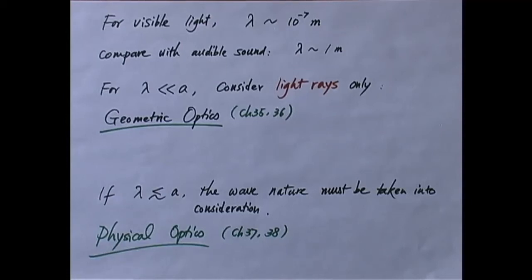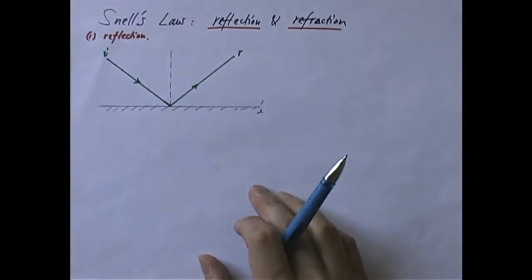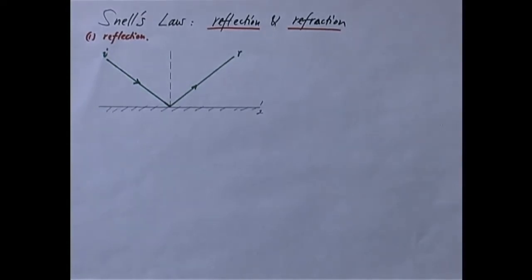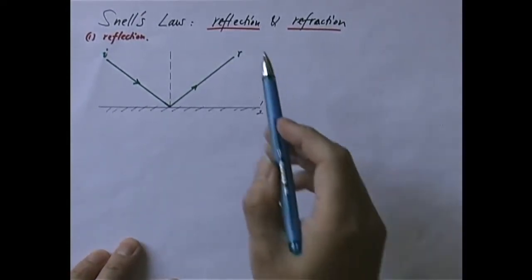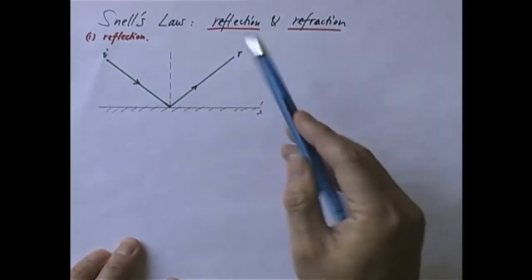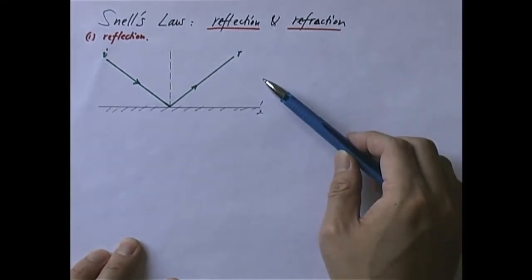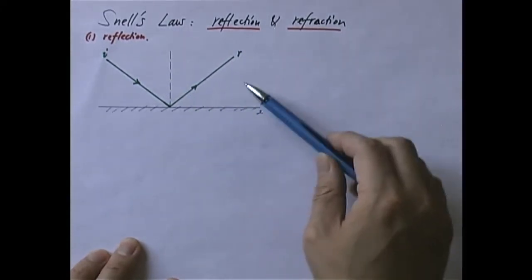Alright, in this chapter, we're going to focus on the principles, the laws governing the propagation of light rays. And these are called Snell's laws. Snell's laws actually have two parts: reflection and refraction. We have a medium here, in which light propagates with a certain speed, medium 1.